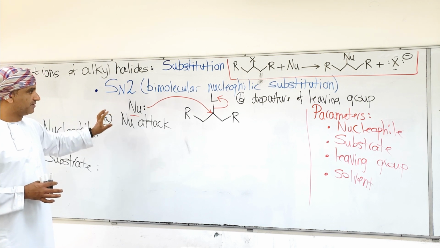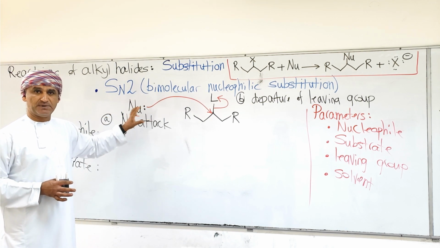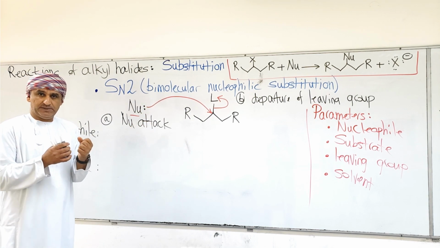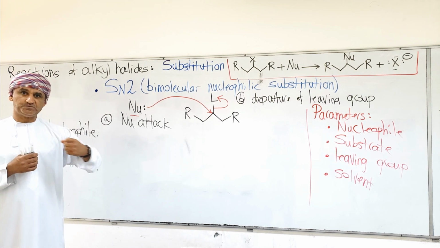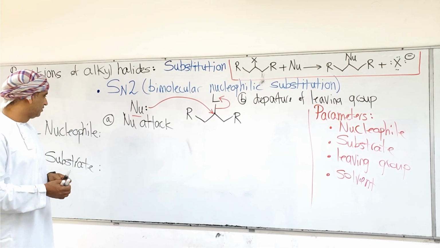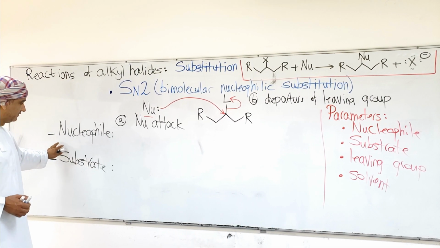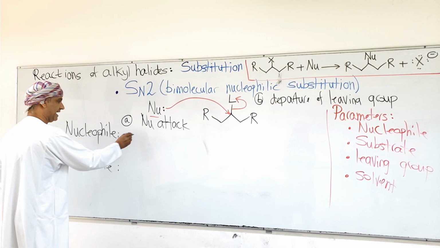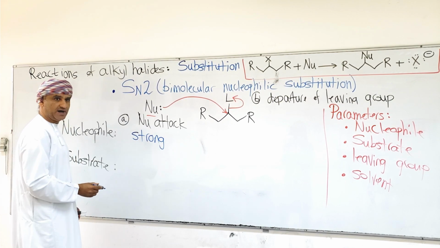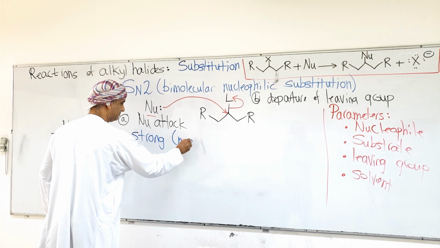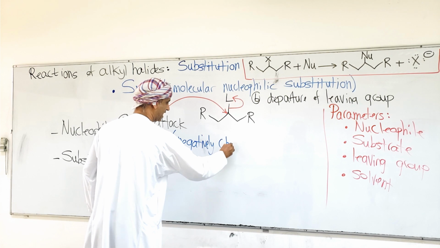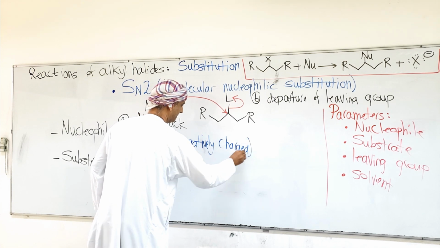Now, for the nucleophile to go and attack, it must be strong. It has to be strong, yeah? If it is weak, it will be sluggish to attack. It will not attack easily if it is not strong. So a very important feature of the nucleophile is that it has to be strong. When we say strong nucleophile, then probably we mean negatively charged. So the nucleophile should be negatively charged if the mechanism is SN2.